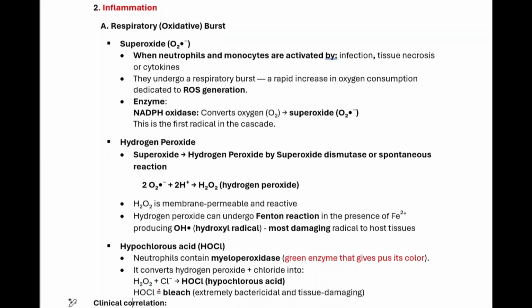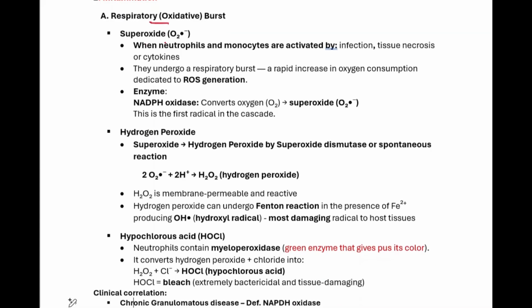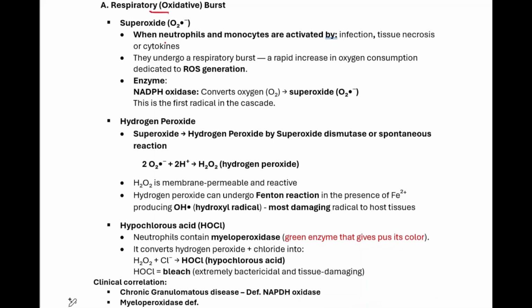So inflammation could lead to release of free radicals. And under inflammation, the first one we're going to talk about there is what? Respiratory burst or oxidative burst. And like I mentioned earlier, free radical is not that bad. It's also very important in our system, particularly in killing microbes, right? In killing bacteria. And that's where this respiratory burst comes into the picture.